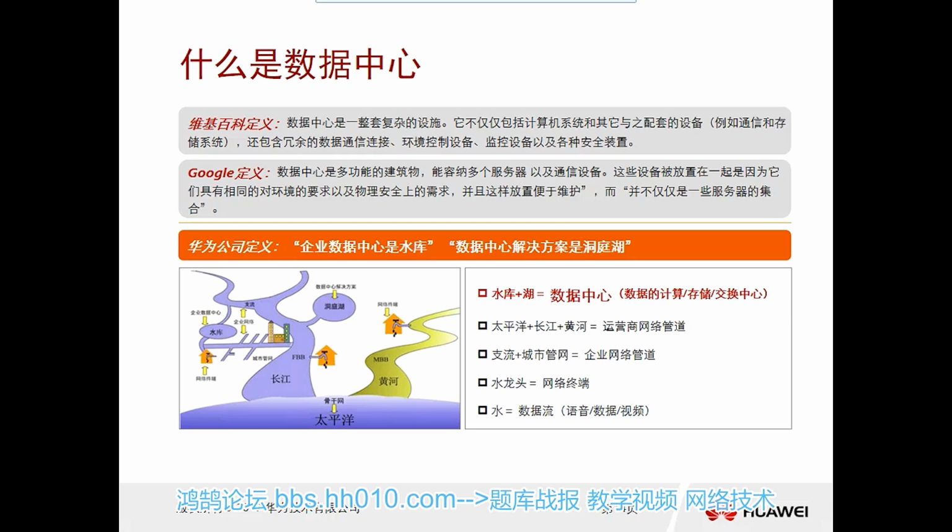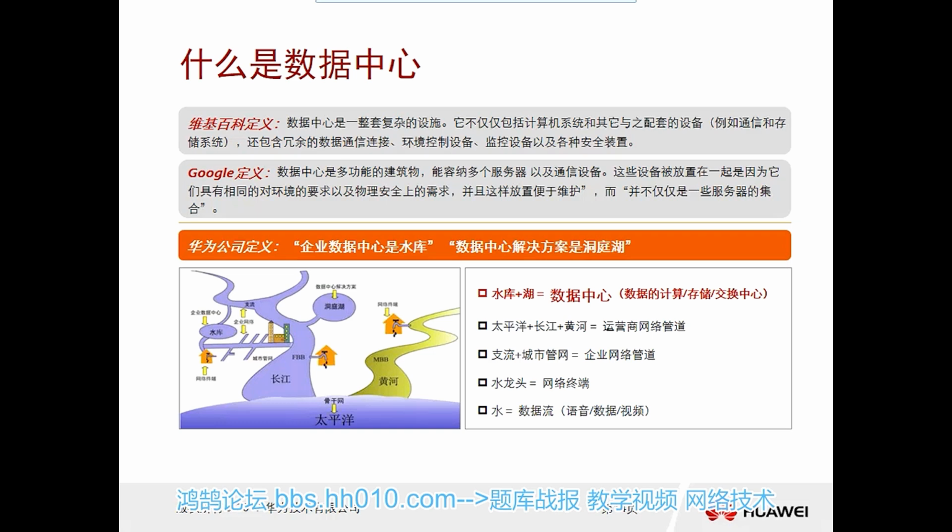So about our data center, it is usually a large-scale data center and it will include a lot of physical servers, network devices, and so on and so forth. So from Huawei's perspective, how does Huawei define a data center? When we talk about data centers, it's similar to a reservoir. The data center solution is similar to a lake. We can take a look.